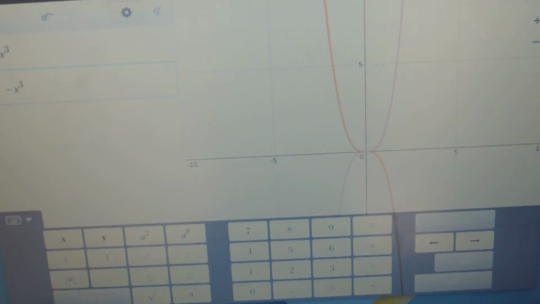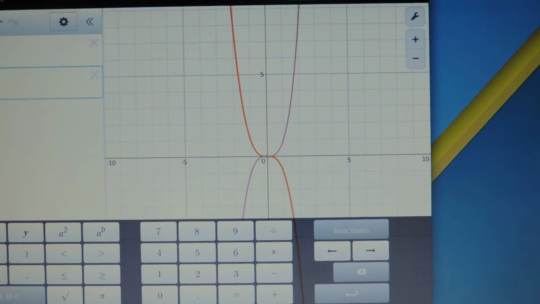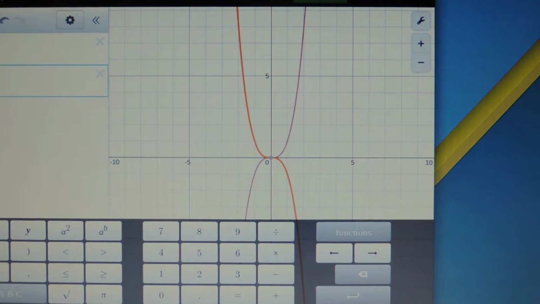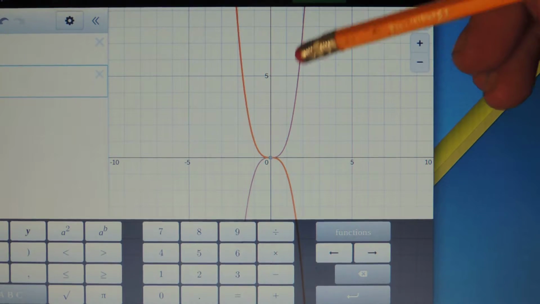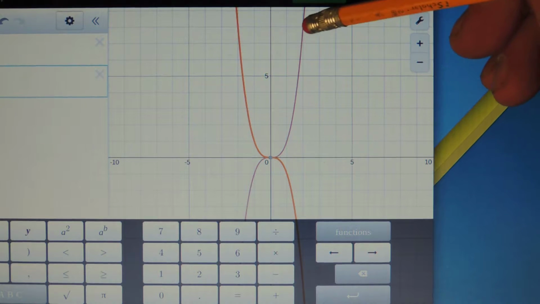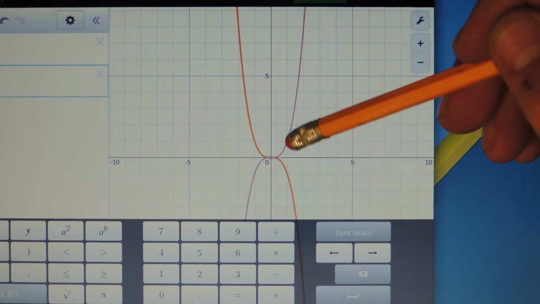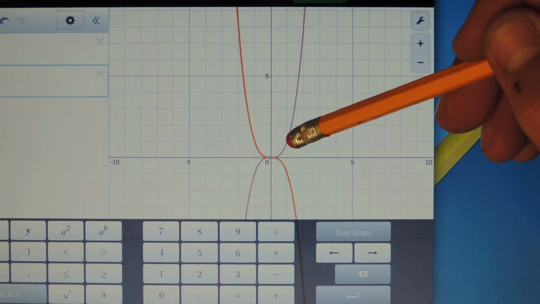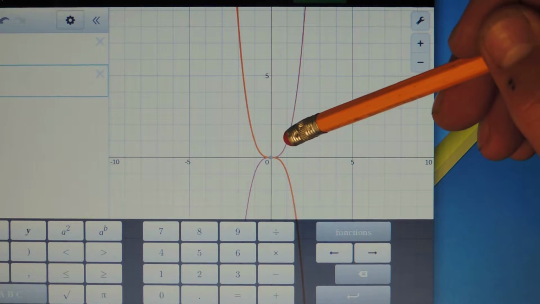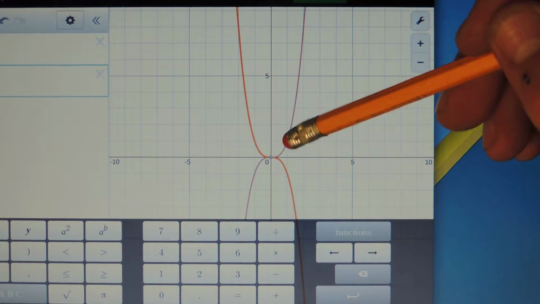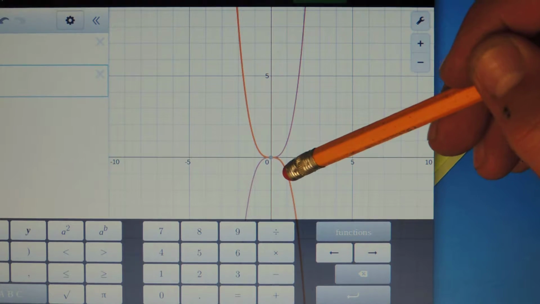Okay. And if I look at my graph, and I look at a point here where x is 2, y is 8, because I'm going x to the third. That point is actually now flipped over down here. If x is 1, y is 1, because 1 to the third power is 1. When I flip it, it's actually down here at negative 1.